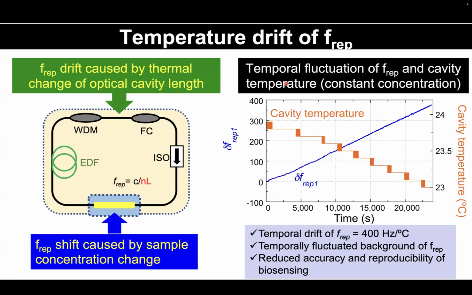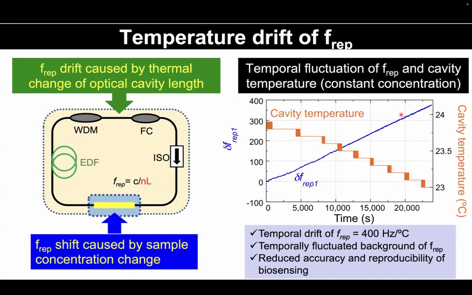Because the FREP is sensitive to the thermal change of the optical cavity length as well as the sample concentration change. Right shows a temporal fluctuation of FREP and the cavity temperature when the sample concentration is constant. Temporal behavior of FREP1 clearly indicates the dependence on the cavity temperature with a sensitivity of 400 Hz per degree.